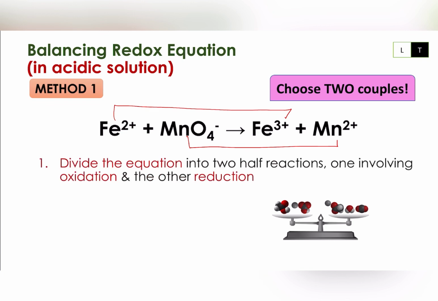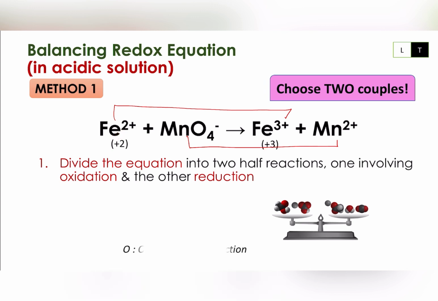The first one is oxidation and the other is reduction. So I'm going to pick the couple which is easier to determine the oxidation number. So I'm going to pick ferrum. For Fe2+, the oxidation number is positive 2. And for Fe3+, the oxidation number is positive 3. So you can see that there is an increase of oxidation number. So Fe2+ undergoes oxidation to produce Fe3+.